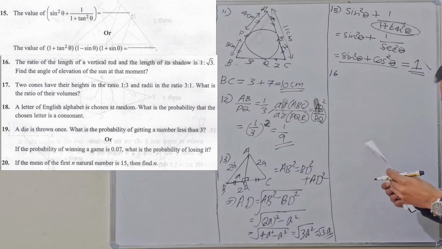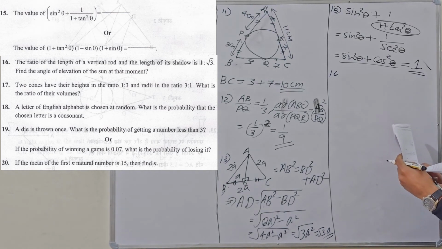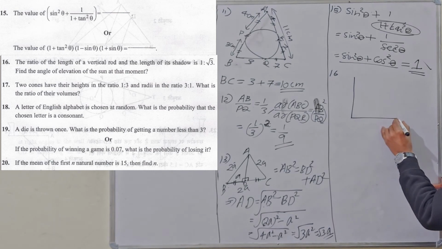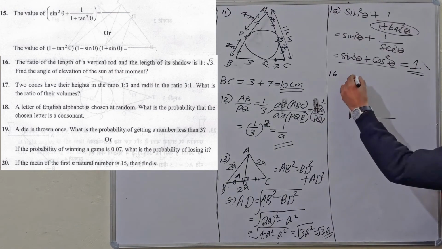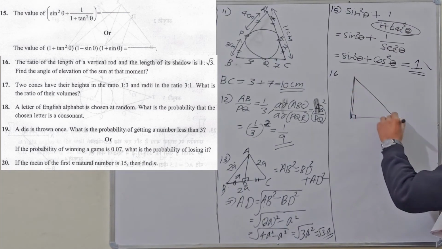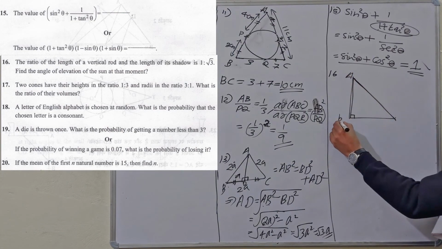Now come to the question number 16. The ratio of the length of the vertical rod and the length of its shadow. There is a vertical rod and its shadow. Shadow will be always horizontal. Length of this is pole. Then this will be a right angle. The ratio is given, let's join this one, AB, like that. Just to draw.